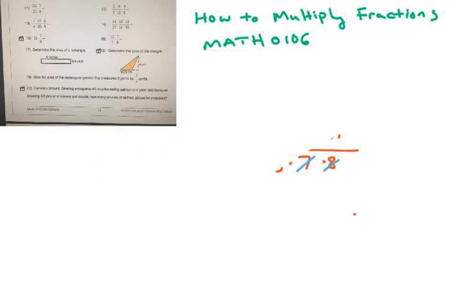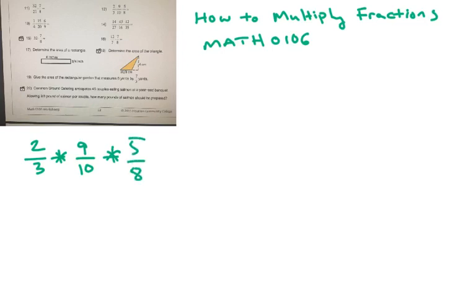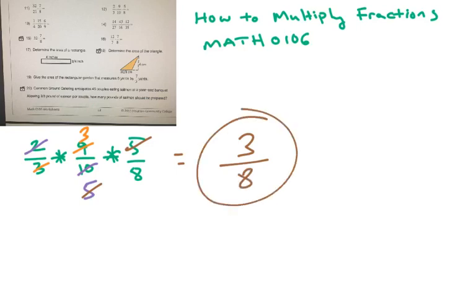So on the next one, we're given 2 over 3 times 9 over 10 times 5 over 8. And so it doesn't really matter how many fractions I have. I'm still just going to go through and see if I can divide anything by anything. So if I look here, I have 2 and 10, and I know that 2 goes into 10 5 times. Then I see 3 and 9, and I know that 3 goes into 9 3 times. And then I can also see that 5 goes into 5 once. So what am I left with? Well, I have 3 on top, and I have 8 on the bottom, and that's my answer.